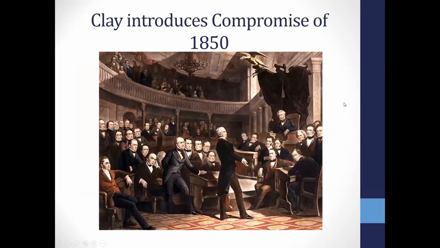Now, very quickly, California is going to fill up with American settlers and citizens, because not long after the treaty is negotiated in 1848, gold is found in California outside of what is now San Francisco. And so thousands of people are flocking to this area.